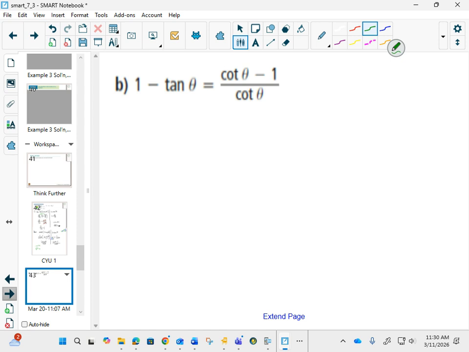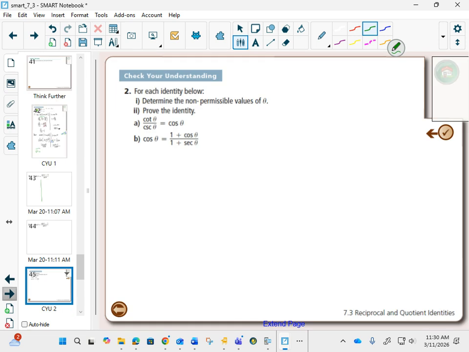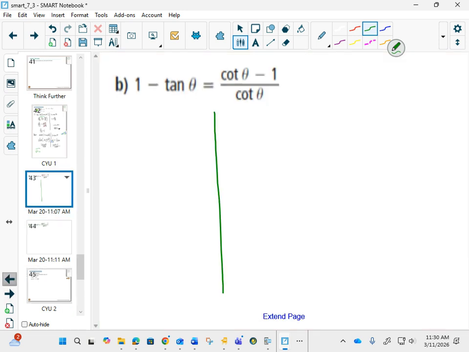Okay, so if we want to prove this one, let's see, do I have it set up? Nice. I have it set up to do it two different ways, because we're going to start developing some more proof strategies. We're going to start this one with the normal basic strategy. You can change everything to sine and cosine.